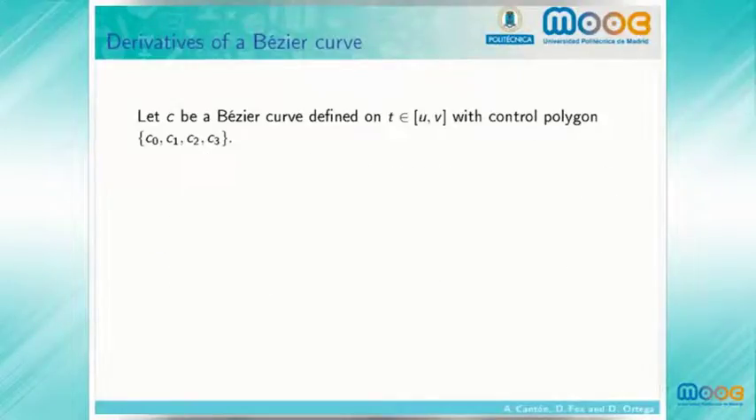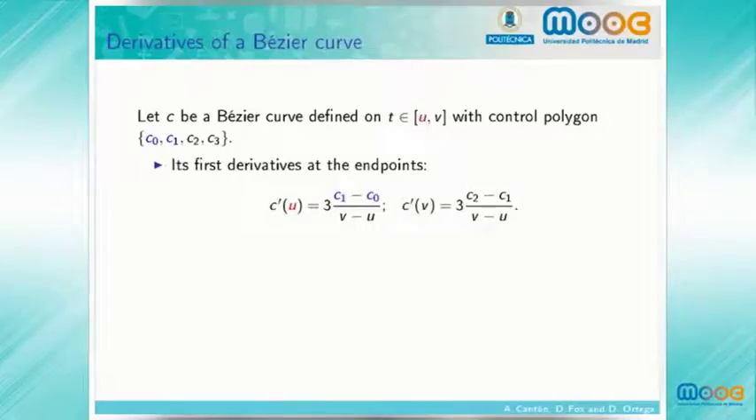We consider a Bezier curve defined on the interval u to v with control points C0, C1, C2, and C3. We saw already that at the endpoints of the curve, it's tangent to the first and last segments of the control polygon. More precisely, the derivatives of the curve at u and at v are equal to the vectors that point along the first and last segments of the control polygon, rescaled by a factor of 3 divided by v minus u, where v minus u should be understood as the length of the interval.